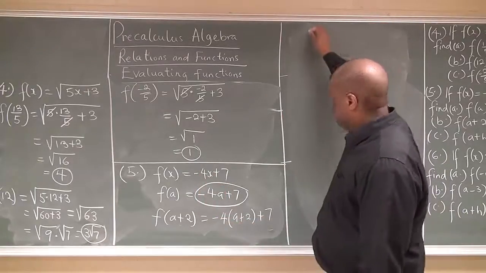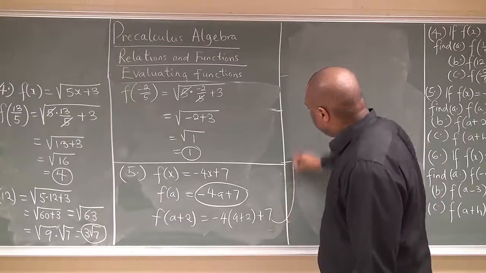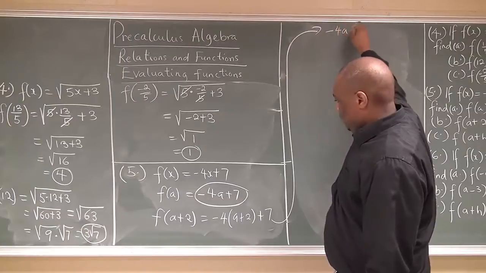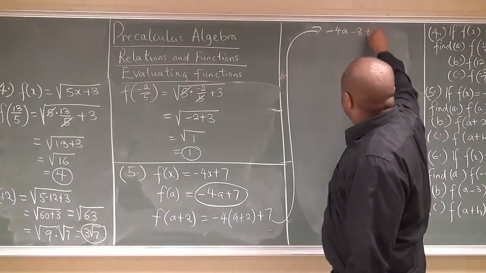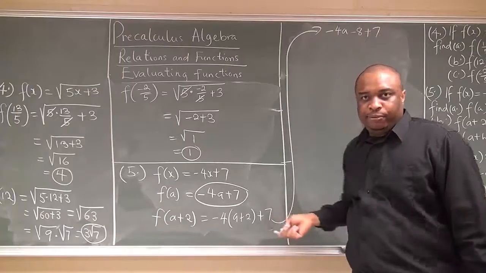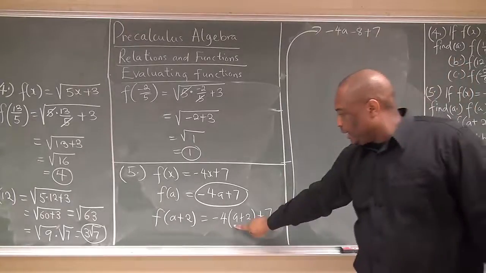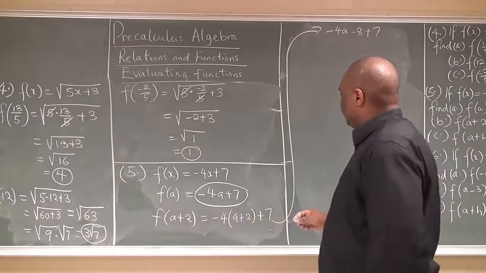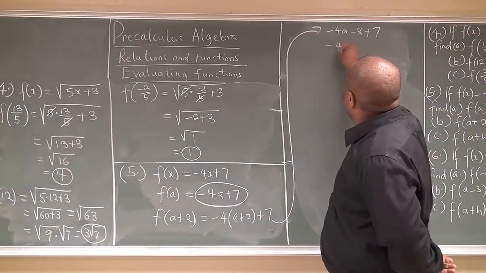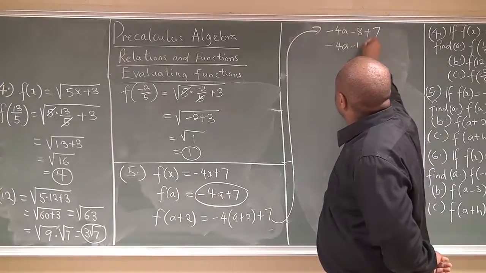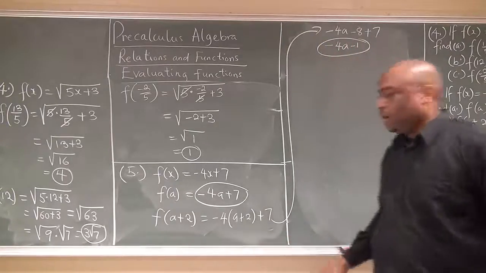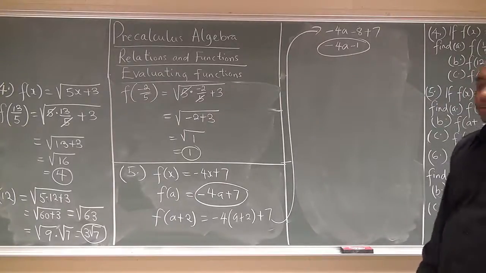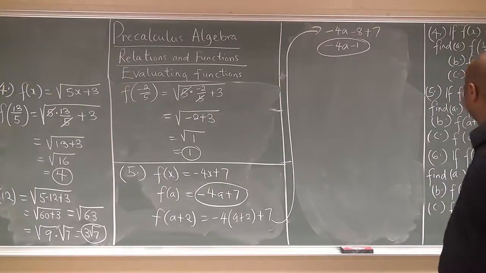So this will now be negative 4a minus 8 plus 7. Okay, distributive property, you distribute. Don't stop here. Okay, do not stop here, you distribute. So negative 4a minus 8 plus 7, and that will give you negative 4a minus 1. That becomes your answer. Negative 4a minus 1. That becomes your answer.